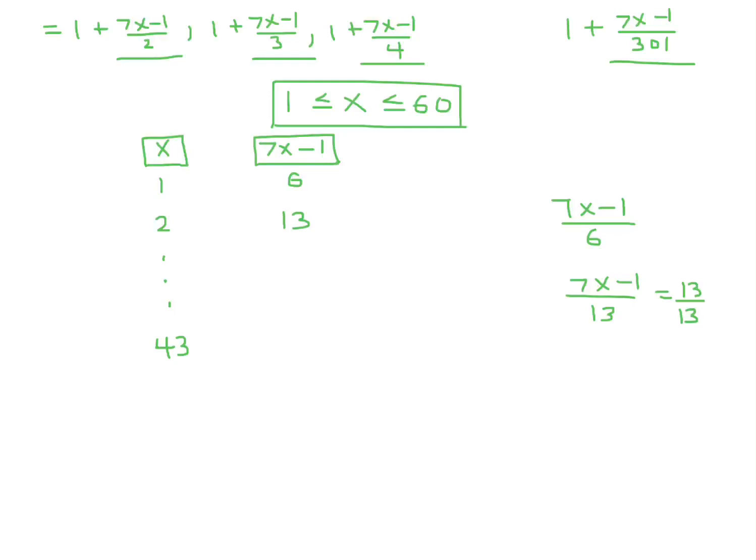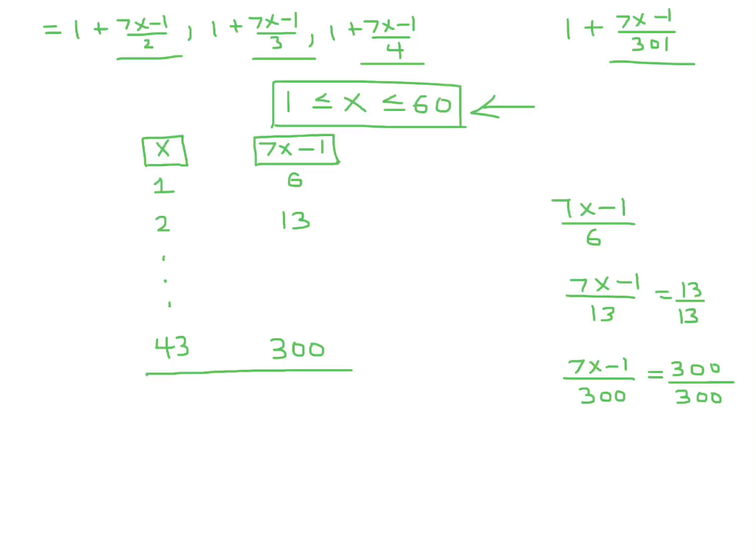Because when you get to 43, 7x minus 1 becomes 300. And since these terms go all the way to 301, one of these is 7x minus 1 over 300, and that basically would become a term of the form 300 over 300, which again is not in lowest terms. So all the numbers in this range from 1 to 43 would not give every term in lowest terms.